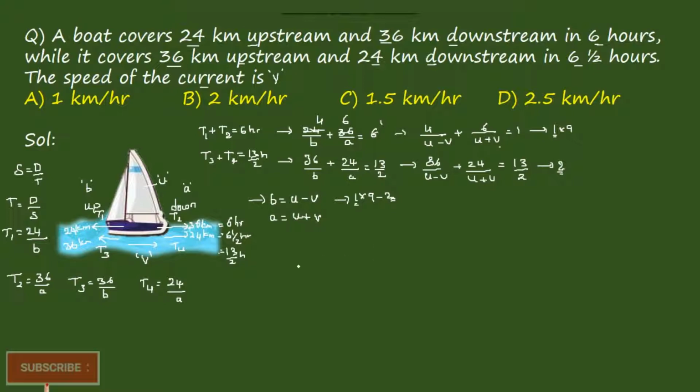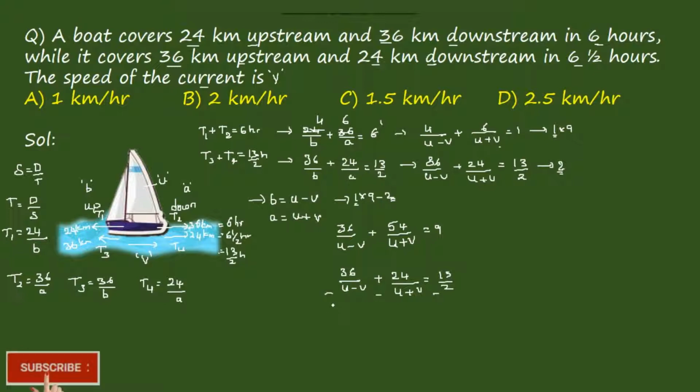Then we get 9 into 4, it becomes 36, 36 by U minus V plus 6 into 9, it becomes 54, 54 by U plus V is equal to 9. The other one is 36 by U minus V plus 24 by U plus V is equal to 13 by 2. We'll be subtracting these two equations. As the denominators are the same, we can subtract and find the value.